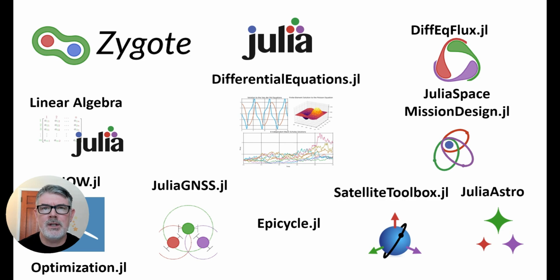DifferentialEquations.jl is the gold standard for trajectory integration. Optimization.jl and Snow.jl connect to major solvers like SNOPT and IPOPT. JuliaGNSS for navigation and positioning. JuliaAstro for astronomical calculations and ephemerides. SatelliteToolbox and JuliaSpaceMissionDesign contain low-level models and algorithms, and Epicycle provides an application interface for aerospace engineers to solve hard problems fast.